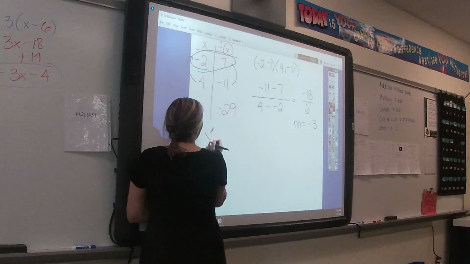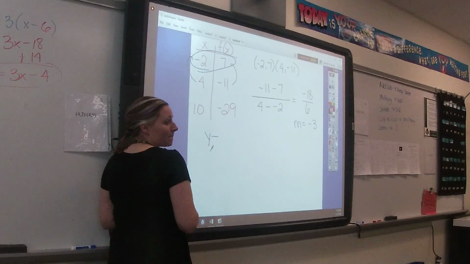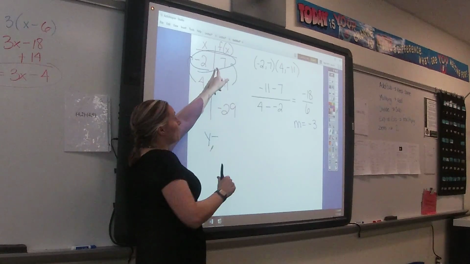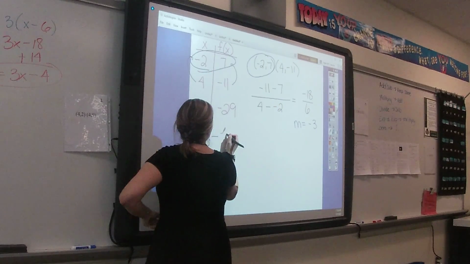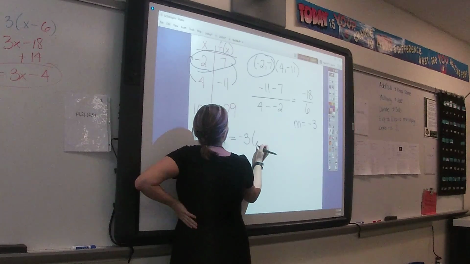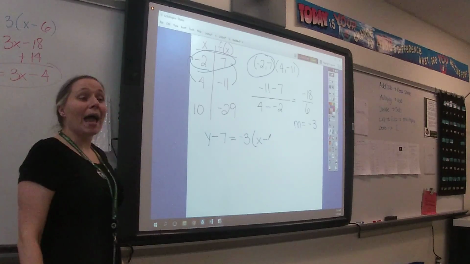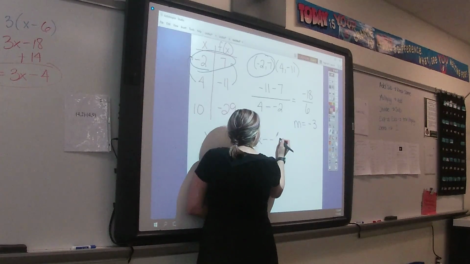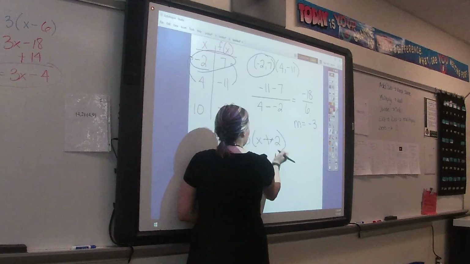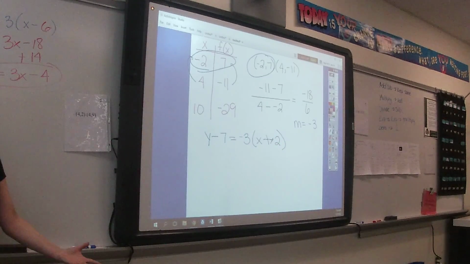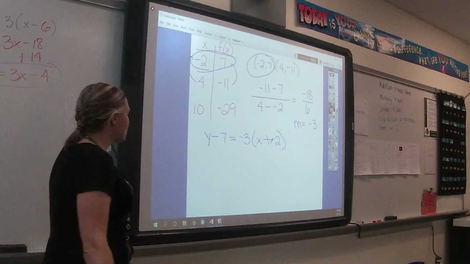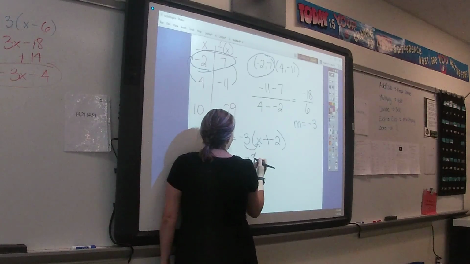So y minus what? We're picking this y point, negative 11? Negative 7? Y minus 7 equals negative 3 times x plus 2. It's x minus negative 2, but two negatives make a positive, because the formula says it's the opposite, so it makes sense that we should be getting a plus there. And then what are we going to do? Distribute. So negative 3x.